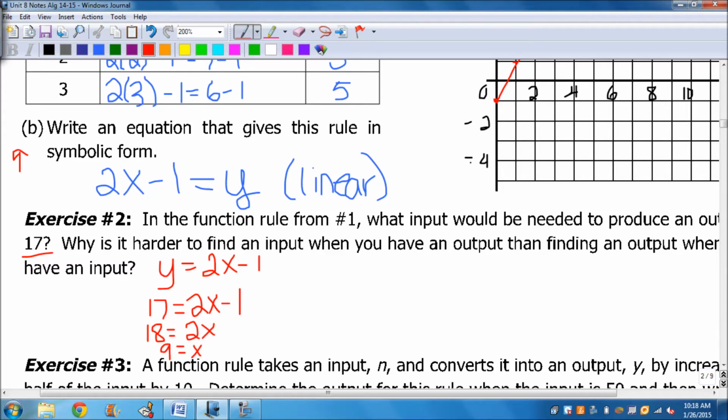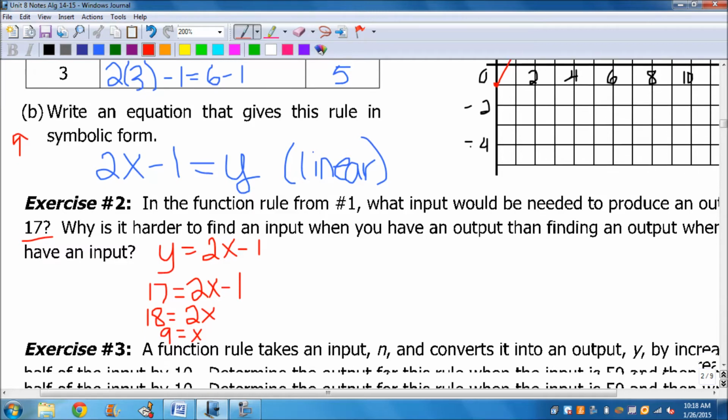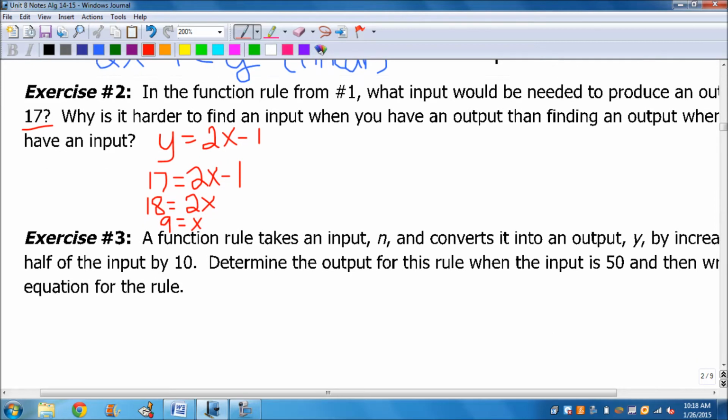So why is it harder to find an input when you have an output than finding an output when you have an input? I want you to think about that, and we're going to discuss this question next time I see you guys in class. Okay? So now let's move on to exercise number 3.